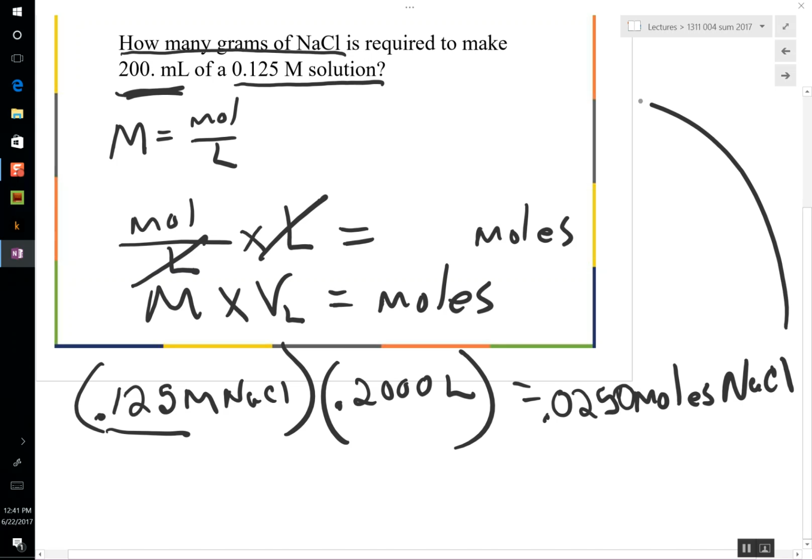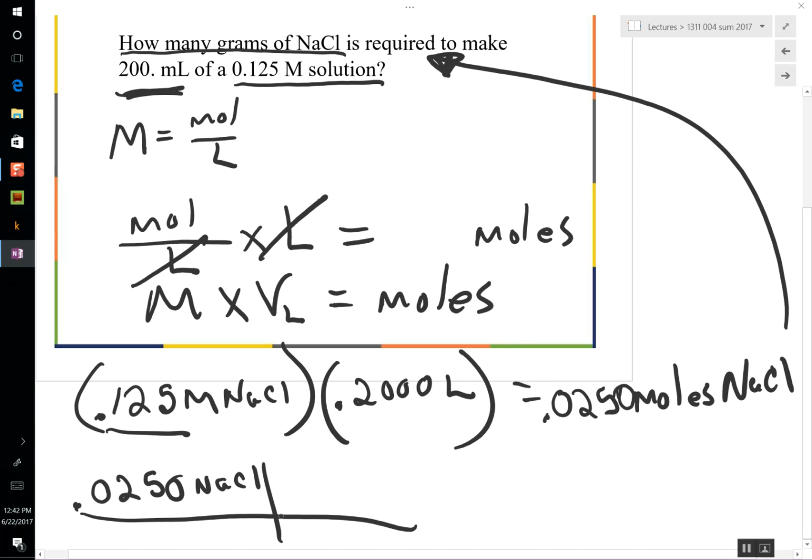Well, does that answer this question yet? No. But does it get us close to the answer? Yes. Because now you are proficient at converting moles to grams. All right? So this is not the answer, but boy, it is on the way to it. Now I know how many moles of sodium chloride I need to weigh out. So I need to weigh out that many moles of sodium chloride.